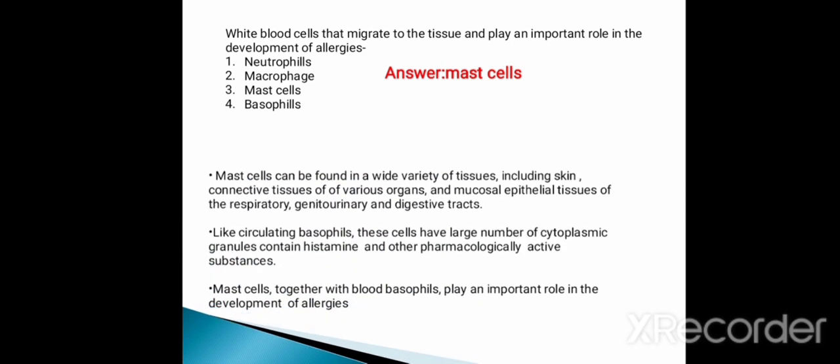Mast cells can be found in a wide variety of tissues, including skin, connective tissue of various organs, and mucosal epithelial tissues of the respiratory, genitourinary, and digestive tract. Like circulating basophils, these cells have a large number of cytoplasmic granules that contain histamine and other pharmacologically active substances. Mast cells, together with blood basophil, play an important role in the development of allergies.